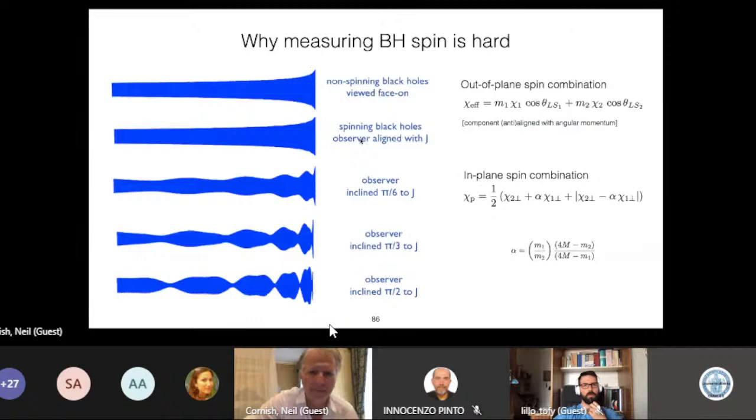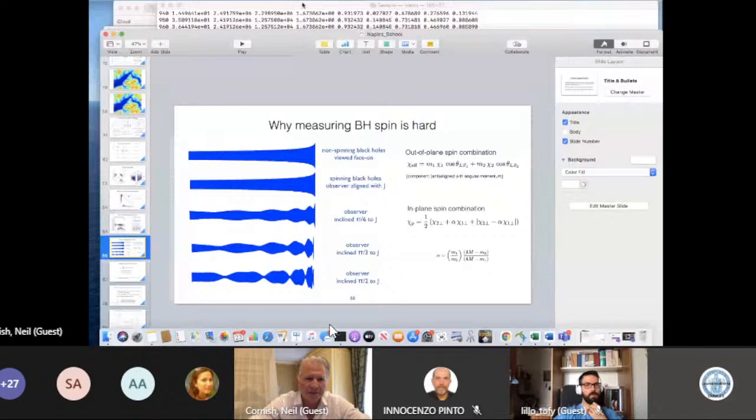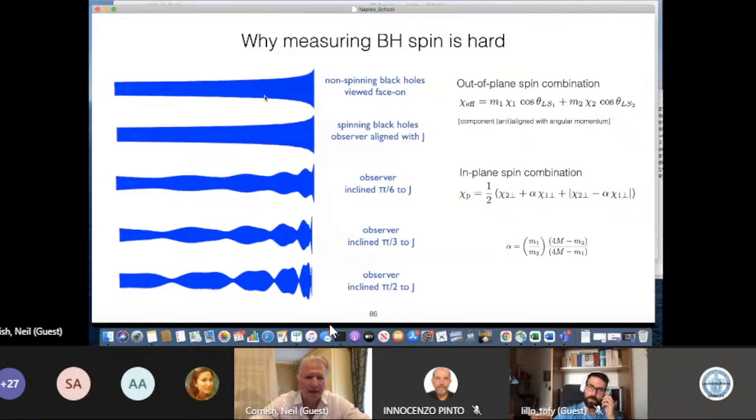the top waveform, you can't really see the individual cycles here, but this is what it looks like. This is the waveform for a non-spinning black hole merger viewed face on, whereas the second waveform shown here in the time domain is for a spinning black hole where you're observing it aligned with the total angular momentum direction. This is exactly the same spinning black hole system, but now observing it inclined at some angle pi on 6 to the total angular momentum direction, inclined at pi on 3, and then pi on 2, so edge on.